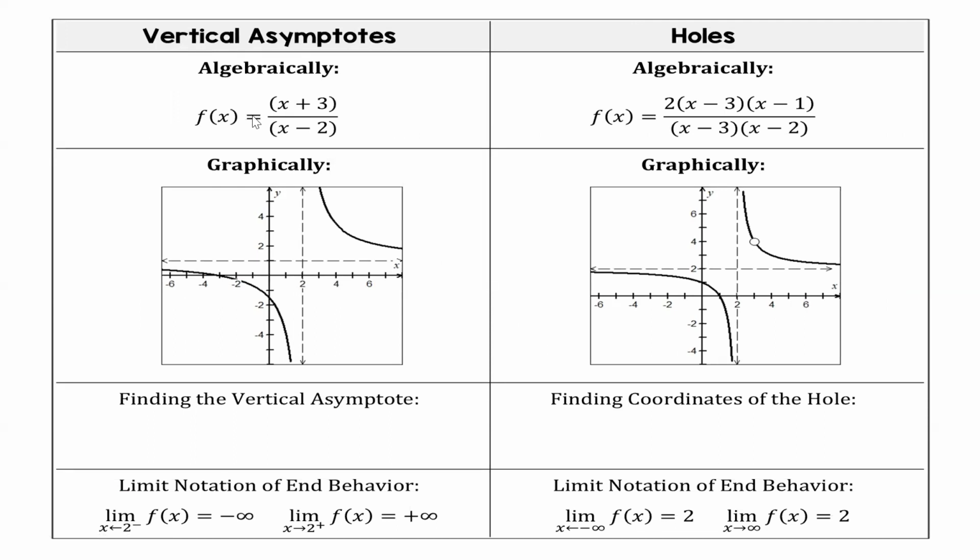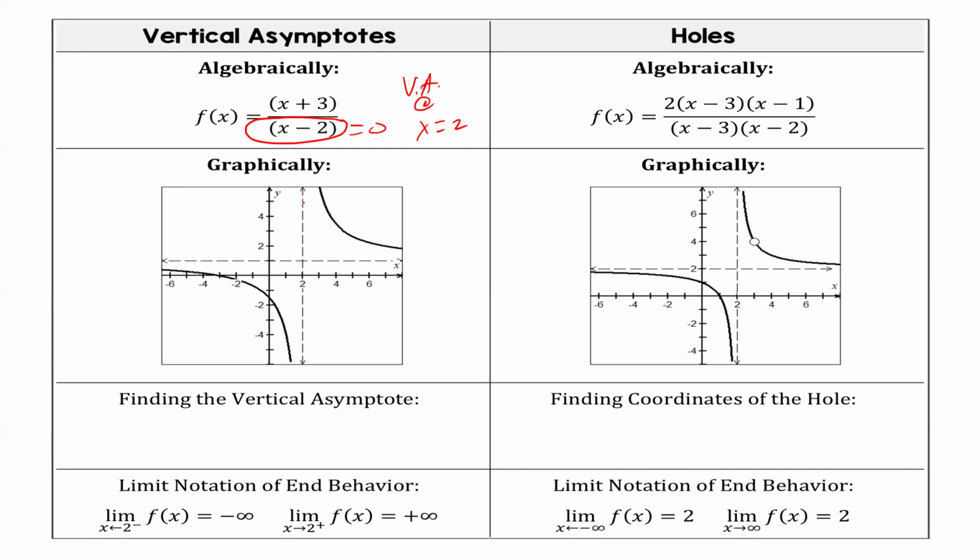So vertical asymptotes algebraically, when we look at it, we're analyzing what would make x minus 2 equal to 0. Does that make sense? So we're looking at our denominator, and we're saying if I set this equal to 0, where would my asymptote be? At x equals 2. So we would have a vertical asymptote, VA, at x equals 2. Agreed?